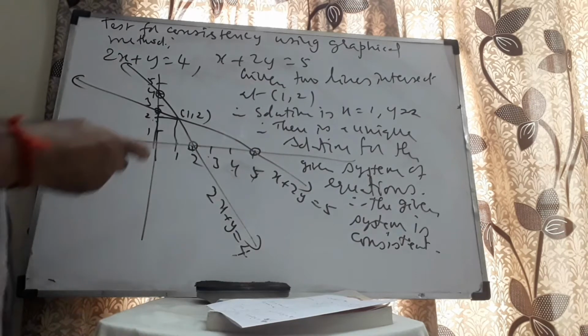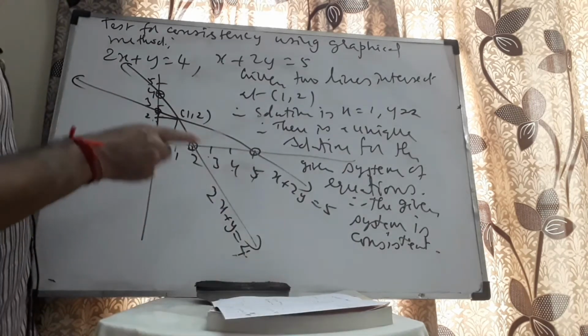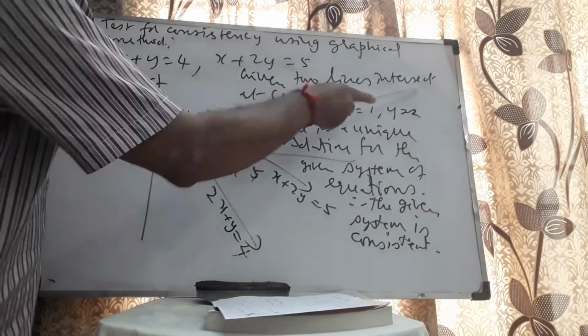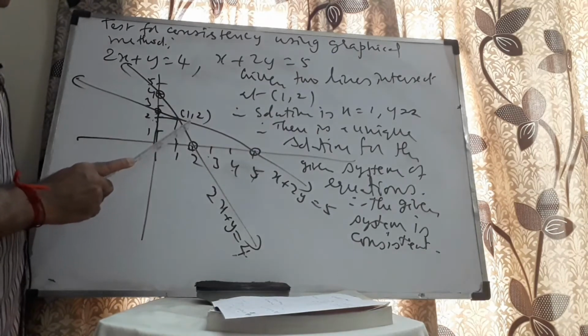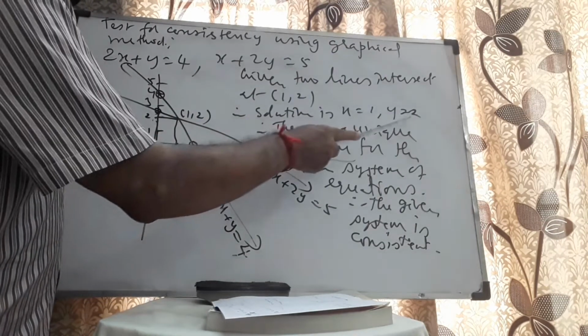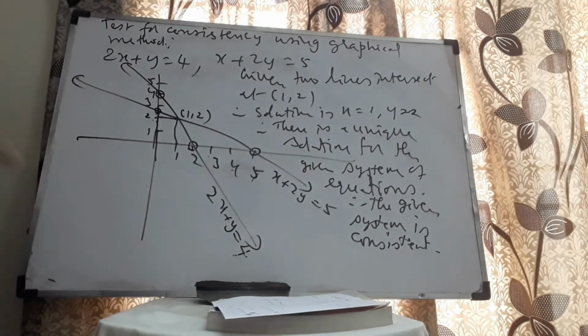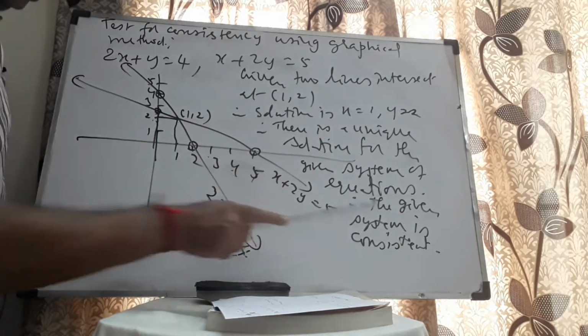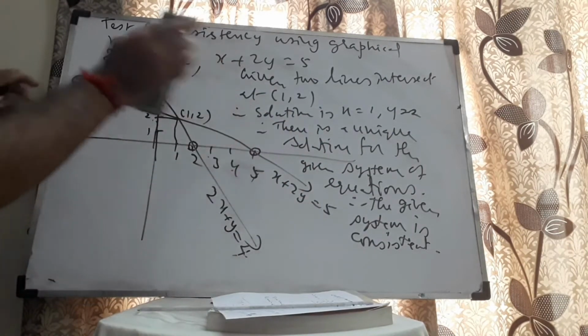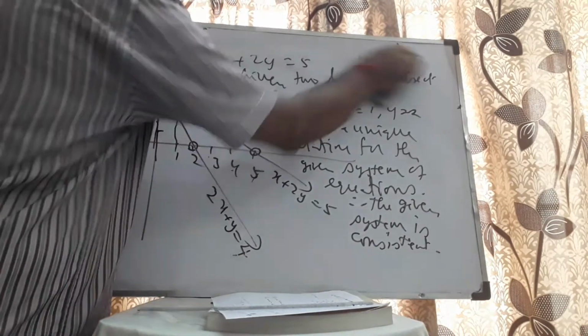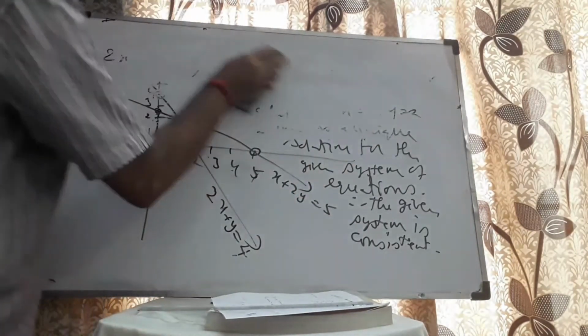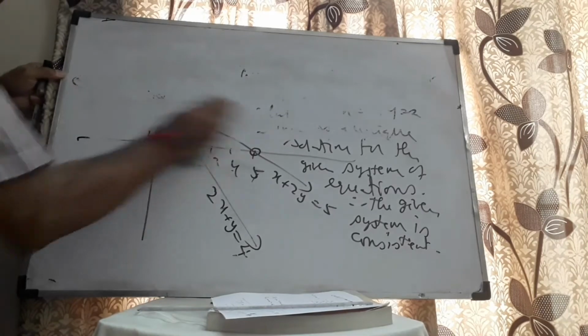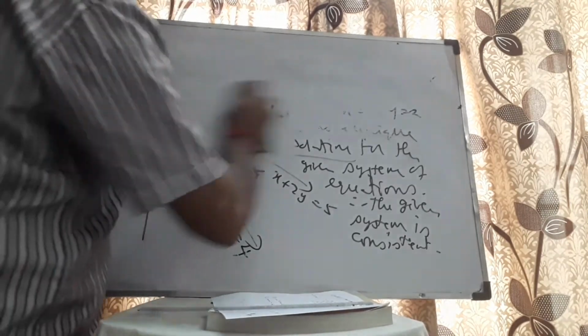Now I'll explain the conclusion part once again. Given two lines intersect at 1, 2, we have seen here. Solution is x equal to 1, y equal to 2. In addition to the solution part, I am supposed to add some more points to think about consistency. Therefore, there is a unique solution for the given system of equations. Therefore, the given system is consistent. Since I am able to get a solution, the system is said to be consistent.